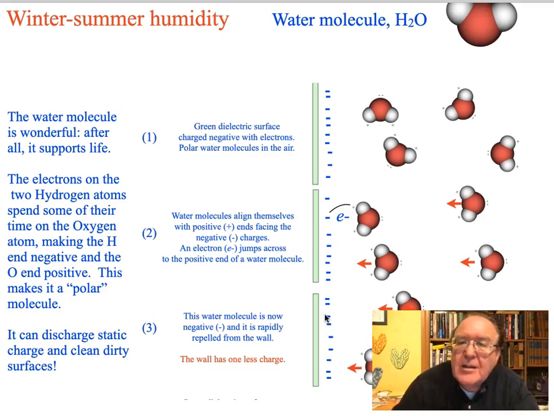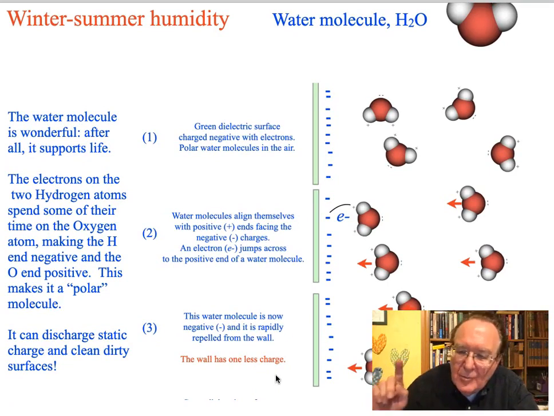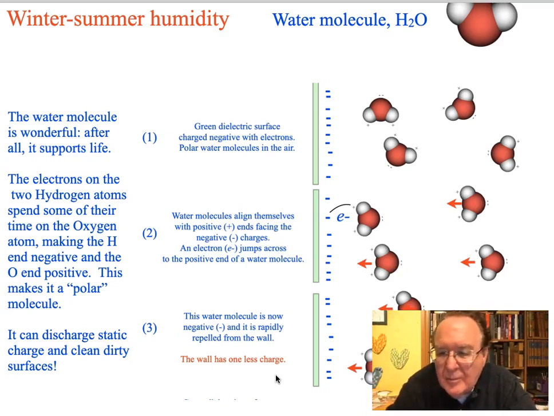Okay. So that's the reason why you walk across the rug, then you touch a doorknob and you get a shock during the winter, when there are no water molecules in the air, but during the summer it won't happen.